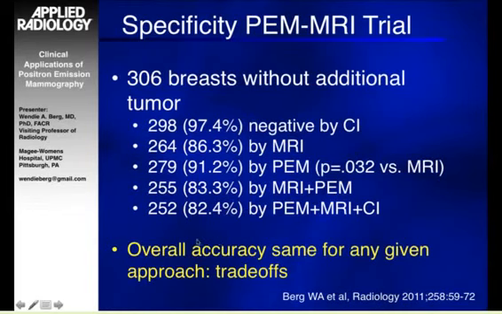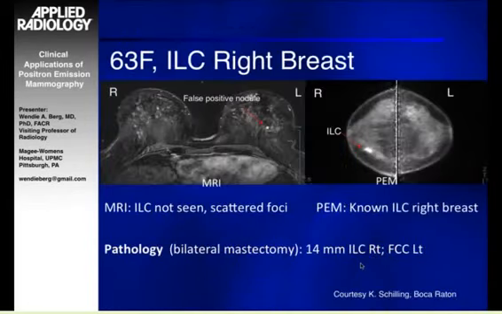And overall, because of the increase in false positives, along with increased detection, the overall accuracy is the same for any given approach, so there are these trade-offs of false positives to pay the price for the increased detection. Here is a patient who had a known right breast cancer, and the MRI not only didn't show the known right breast cancer, but it had a false positive fibrocystic change in the left breast. In this case, the PEM nicely showed the known cancer, but there were no false positives in the left breast.